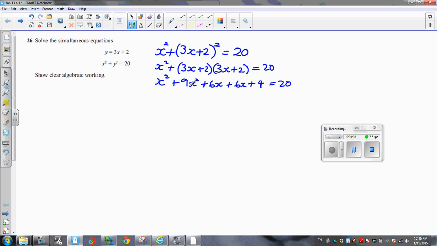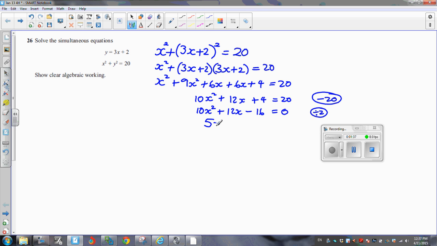Now, if I tidy up the left-hand side here, x squared plus 9x squared is 10x squared, plus 6x and 6x is 12x, plus 4 is equal to 20. And I know that to make a quadratic equation proper, I have to have 0 on the right-hand side, so I'm going to subtract that 20 from both sides, which leaves me with 10x squared plus 12x minus 16 is equal to 0. Now I can see here that everything is even, so if I now divide through by 2, I'm going to have 5x squared plus 6x minus 8 is equal to 0.